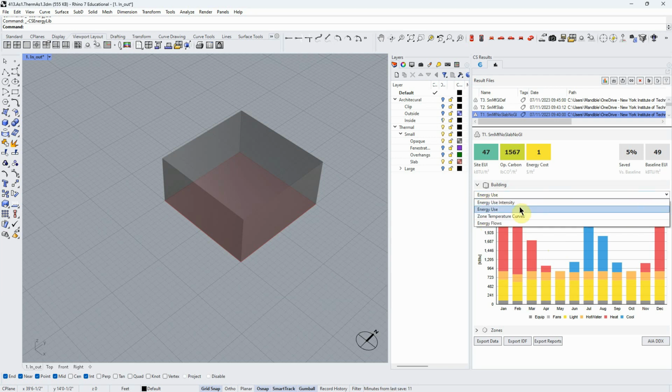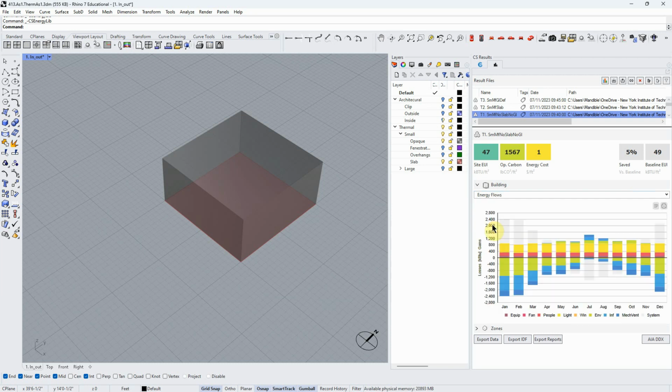Then we have zone temperature curves. Actually, let's go to energy flows next. This is an incredibly helpful graph for iterative design. On the left, we have kBtus, and there's a black line in the middle, which is 0. Everything above it is gains, and everything below it is losses. And the gains and losses have to even out.